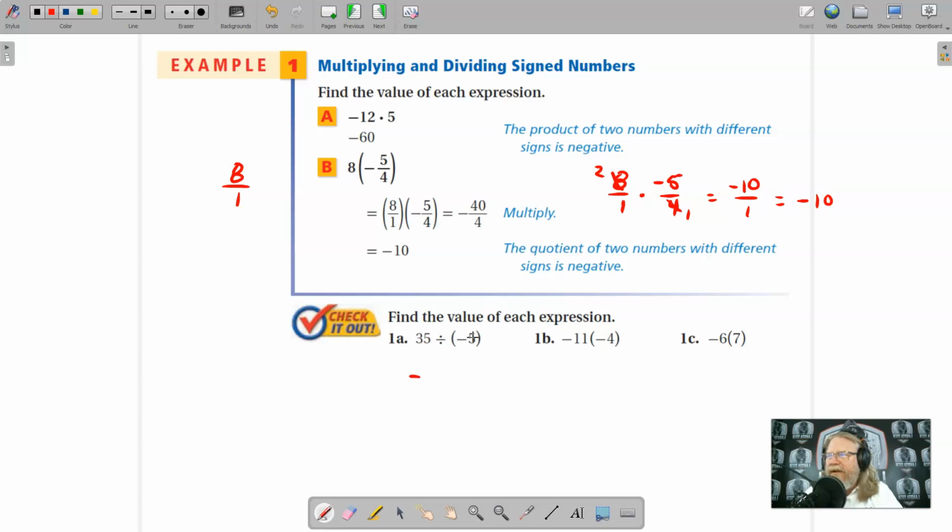So positive divided by negative is negative. 35 divided by 5 is 7. Negative times negative is positive. 11 times 4 is 44. And finally, negative times positive is negative. 6 times 7 is 42.